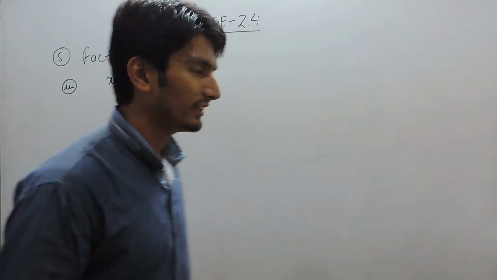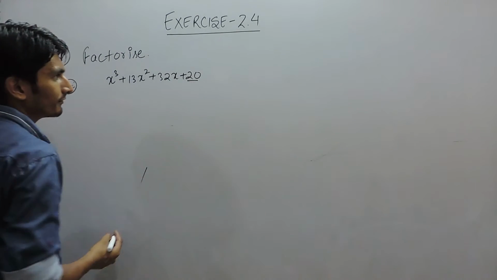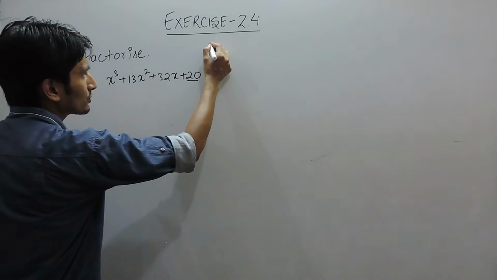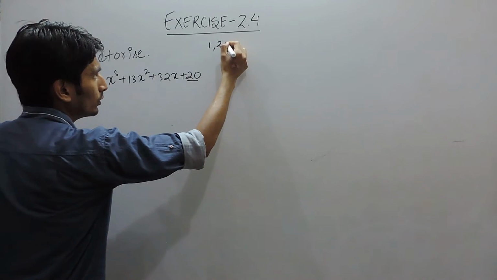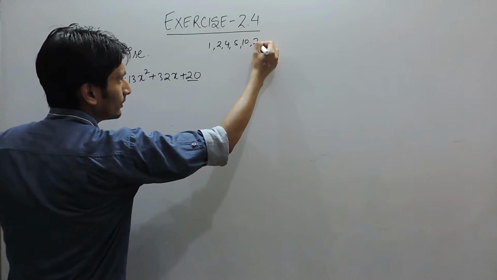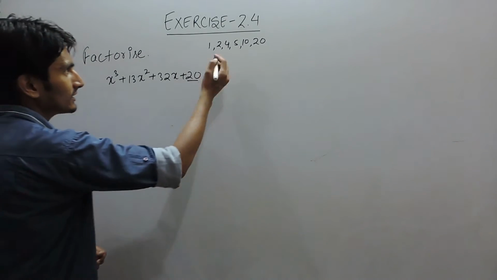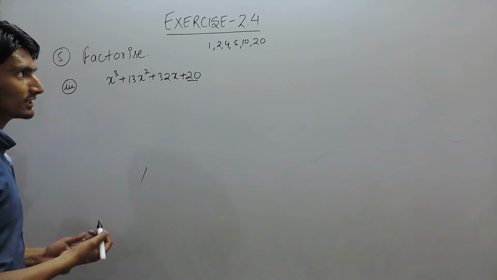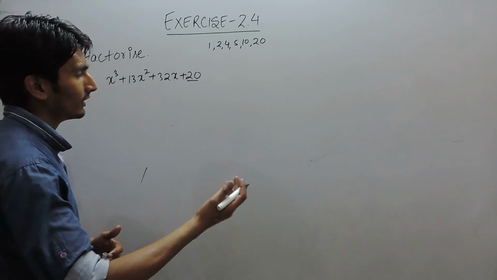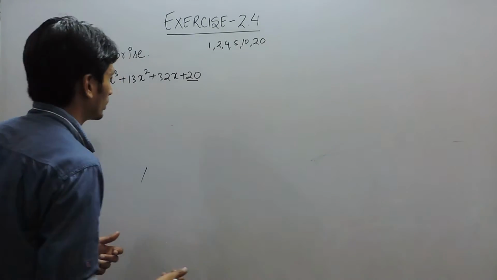Hello everyone, in this video we are going to solve part 3 and again we have to factorize. First of all, find the factors of 20, which are 1, 2, 4, 5, 10 and 20. These are the factors of 20, and these could be positive 1, positive 2, positive 4, or this could be minus 1, minus 2, minus 4 and so on.